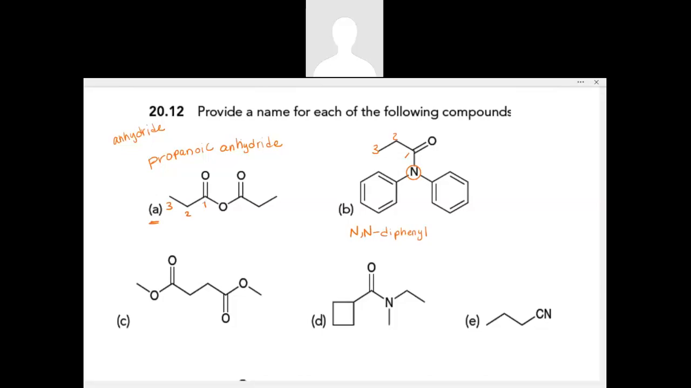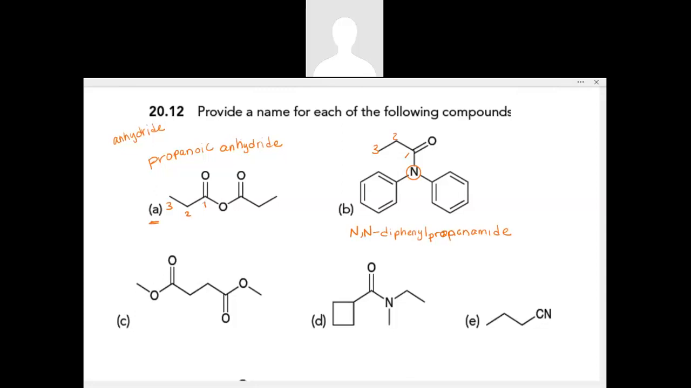And then the parent would be, again, propane for 3 carbons. So we have propanamide for this compound. So altogether, we would have N,N-diphenylpropanamide. Then we can move to compound C here.